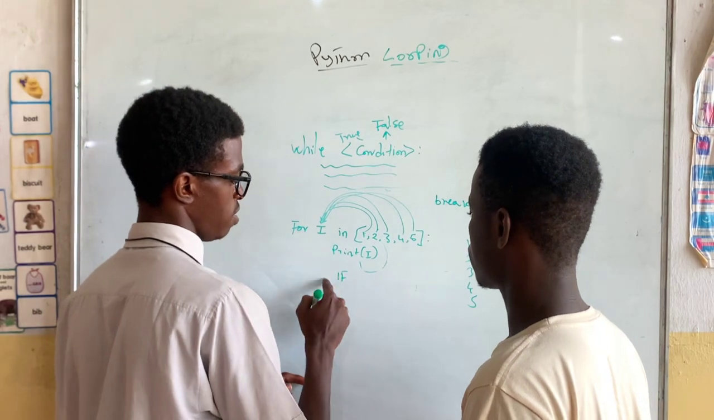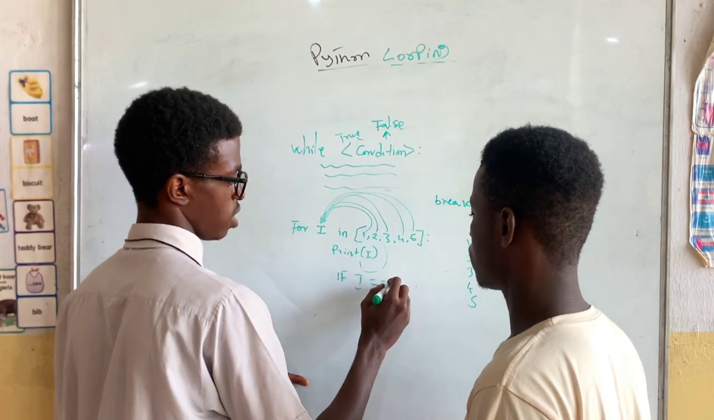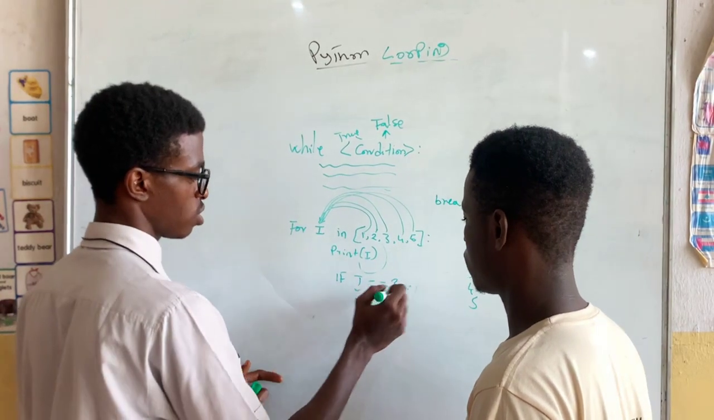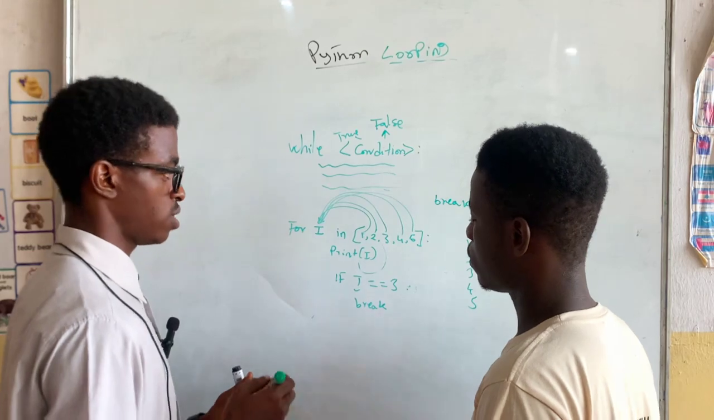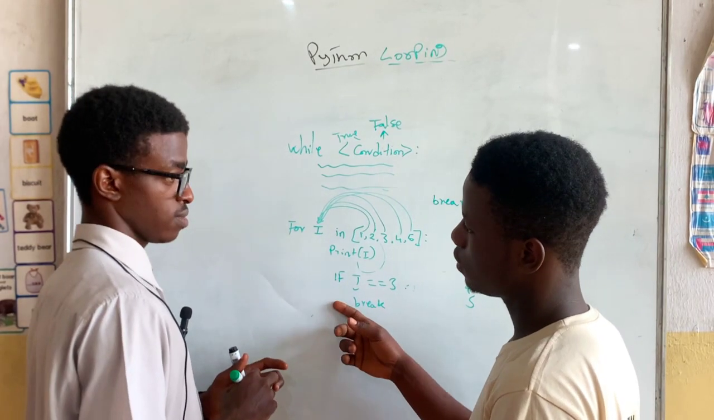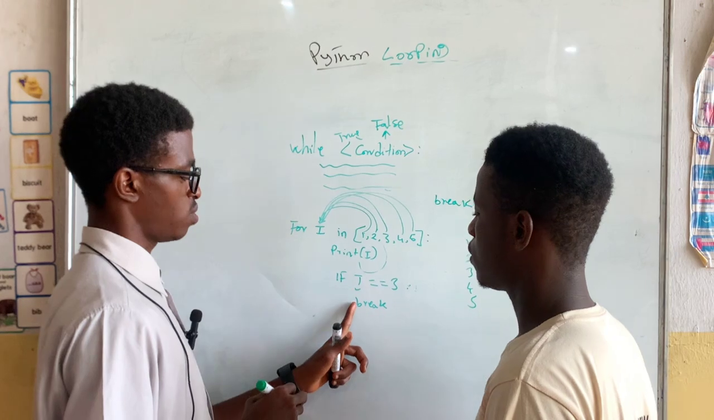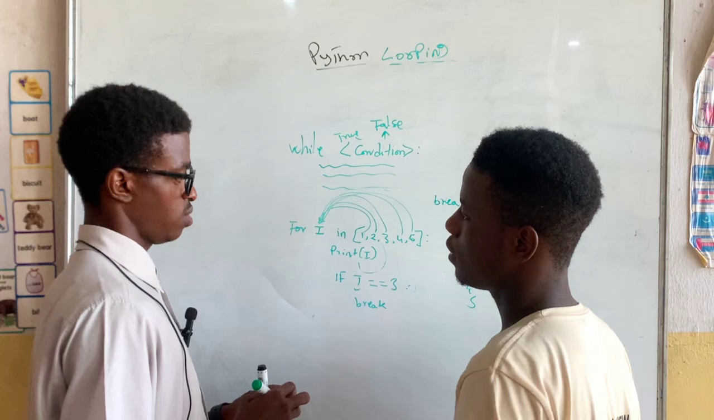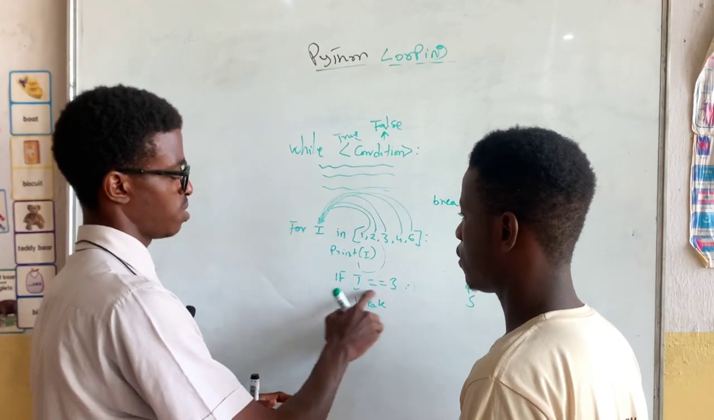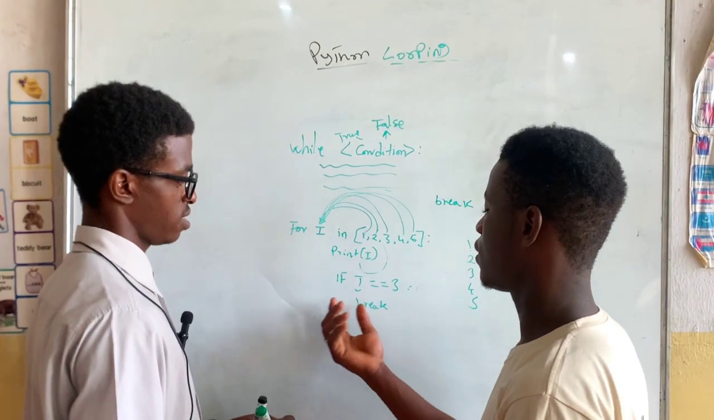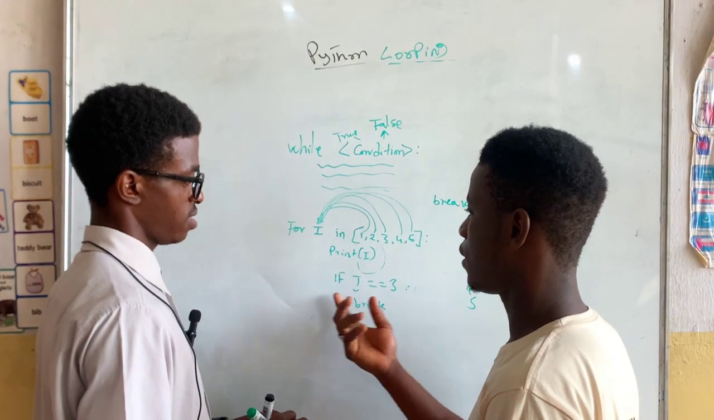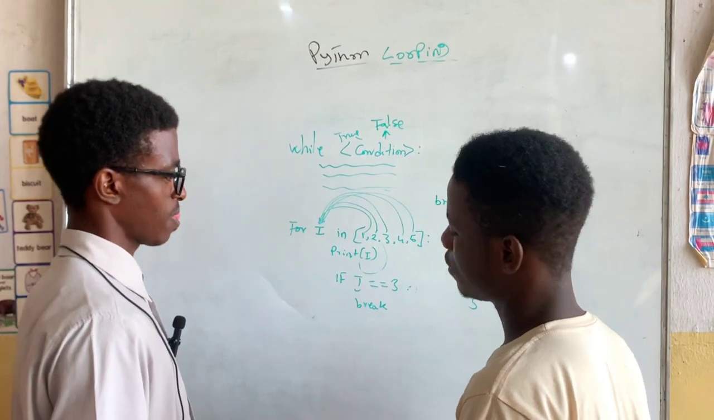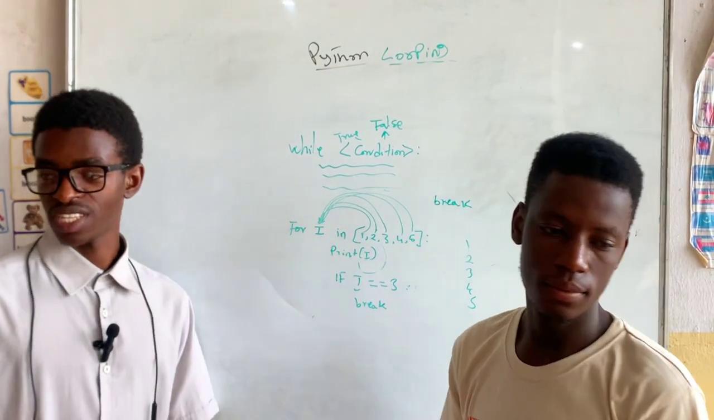So I can maybe say if i is equivalent to 3, then break. It's like I'm telling the program the moment this condition comes true, stop the program and stop the looping. Since it's inside this condition, you have to put indentation. You don't have to write then, just the keyword break, and that's all. Okay, so do you understand?